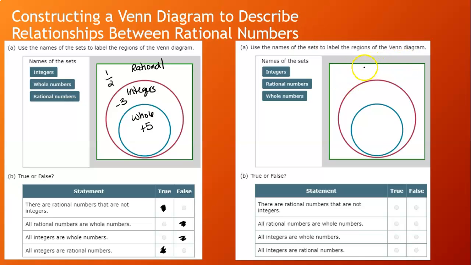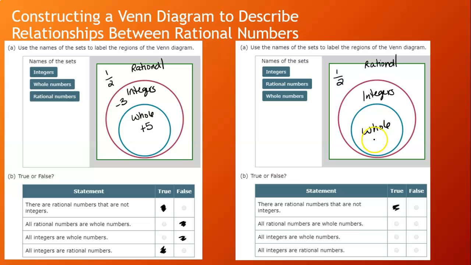You should have said that your green box was your rational numbers, that your purple box was your integers, and your blue box was your whole numbers. And notice that when I did this one on my own, I put in some sample numbers to help me answer these questions. So the first question said there are rational numbers that are not integers. We already answered that one over here. There are rational numbers that are not integers, so that's true.